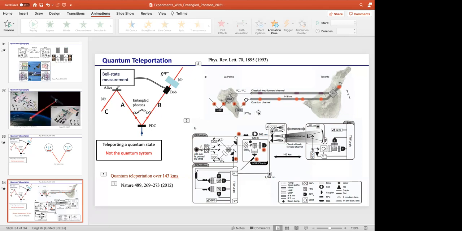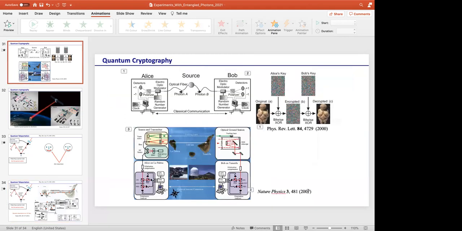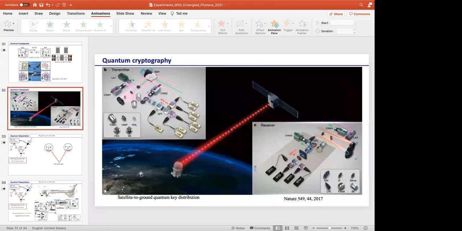And there are several issues that actually show up. One is the attenuation of the field itself. When people showed this in 2007, 143 kilometers was a big deal. Then again, in 2017, an even longer distance was again a very big deal. Not just distance: when you have such a thing, you have the atmosphere. There's atmospheric turbulence that destroys the state, or at least mixes it up.